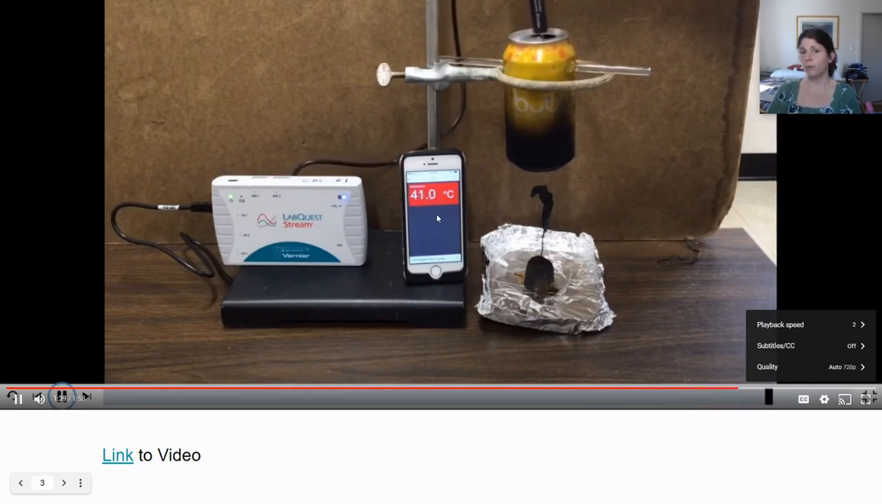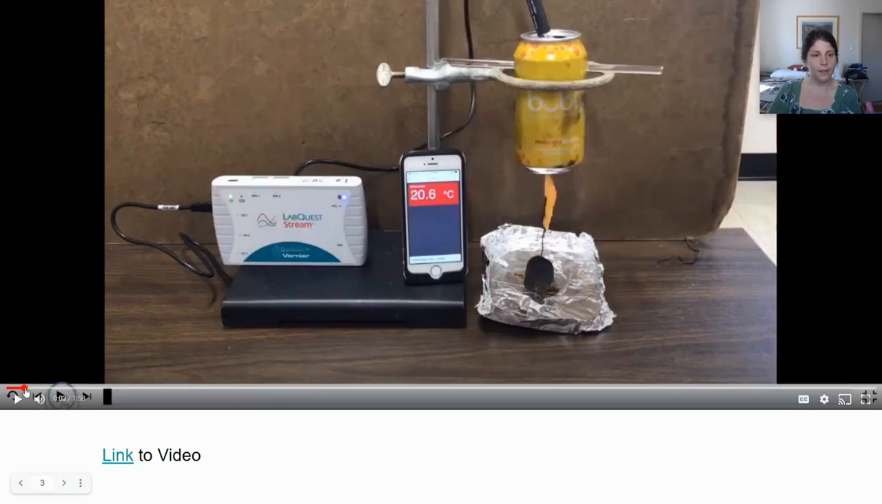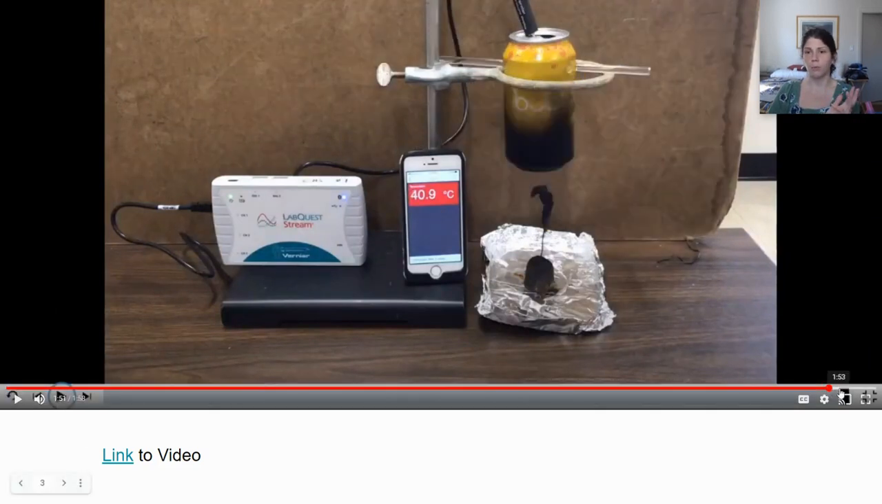40.9, 41, 41. Okay, that's our final temperature. And I didn't record the temperature of the water to begin with, so let me stop this video. The initial temperature of the water before we set it on fire was 20.6. So the initial temperature of water is 20.6, and the final temperature of water is 41, I think is what we said.